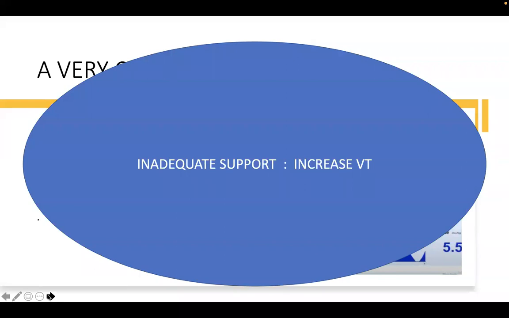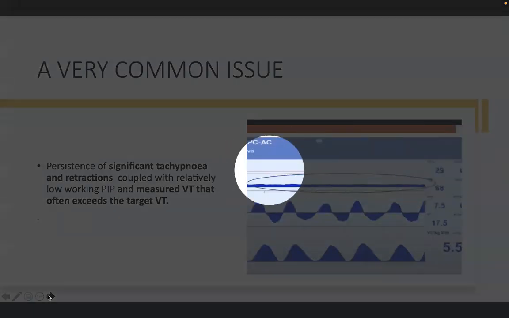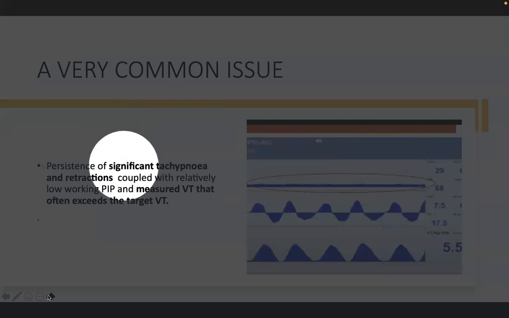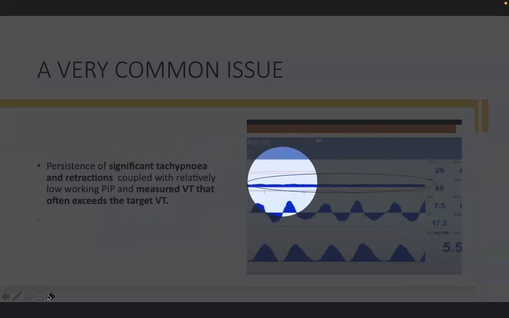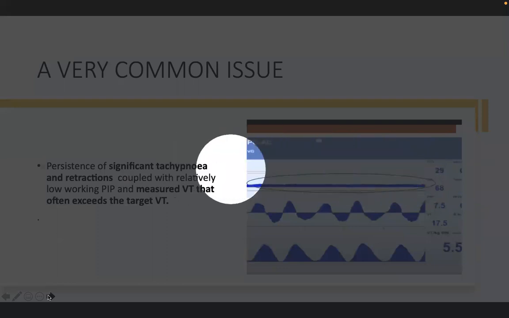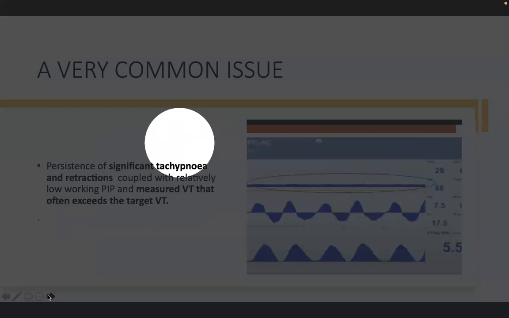And so the first thing that we should do is to increase the tidal volume that we have set, say from 4 to 5 ml per kg. However, if we get the same picture in the graphics, but the baby is completely comfortable, then probably that indicates that the baby is ready for extubation. So this particular graphic can be seen in these two conditions, and we should interpret this graphic according to the clinical condition of the baby.